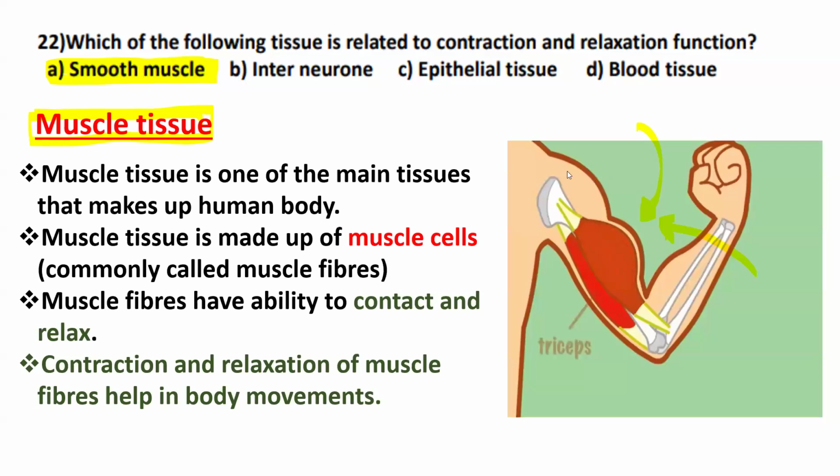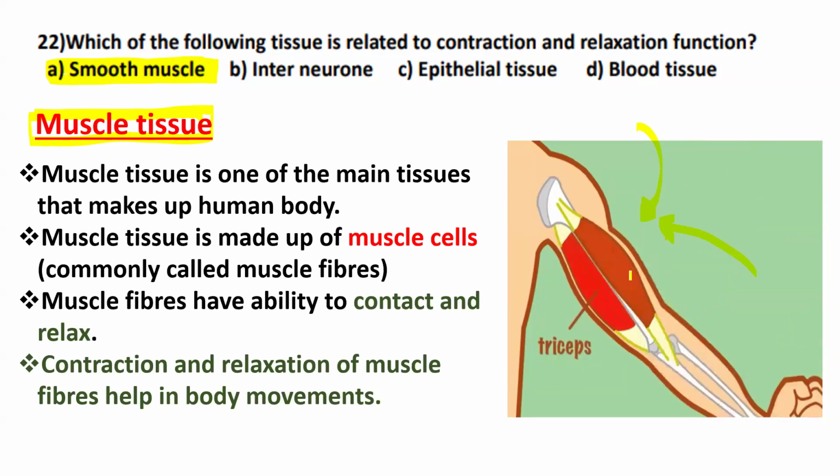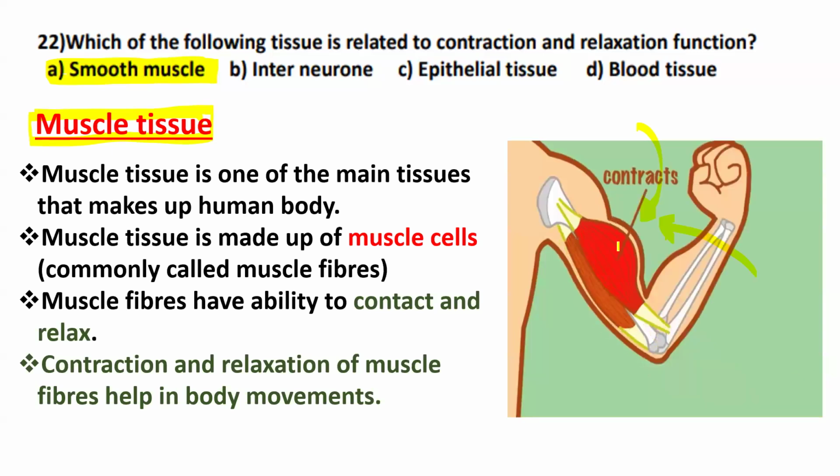Okay, so can you see the contraction and the relaxation of the muscle fibers? The muscle cells are also known as muscle fibers, no? Here I have mentioned that the muscle cells are commonly called muscle fibers. They have the ability to contract and relax. You keep your hand over the bicep and try this and see. You will feel it going up and down, getting contracted and relaxed.